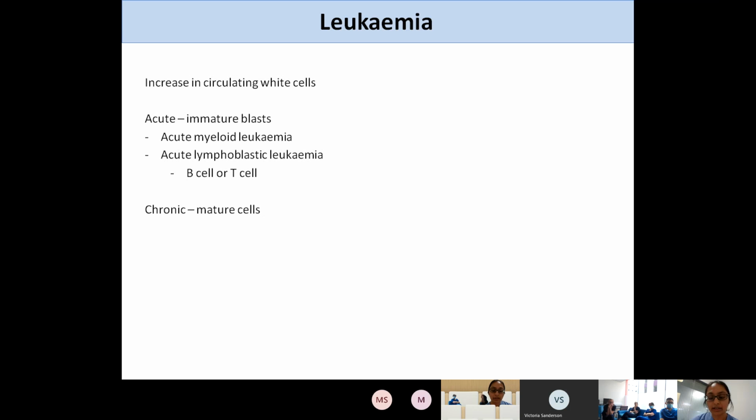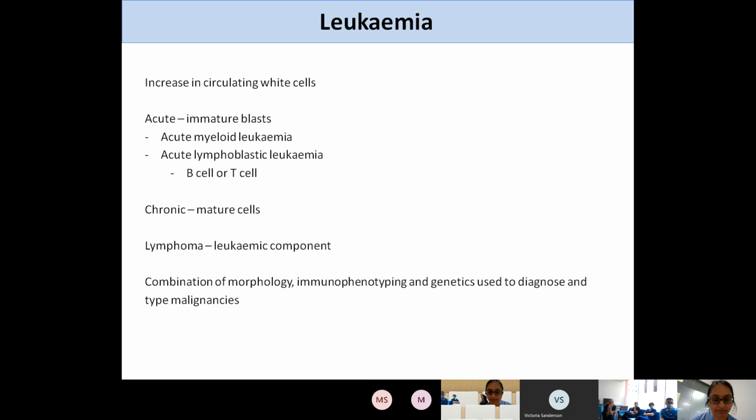If there's an increase in mature cells, that's a chronic leukemia. And then some lymphomas can have a leukemic component as well. So it's usually a combination of morphology, immunophenotyping, and genetics that allow us to diagnose and subtype hematological malignancies.